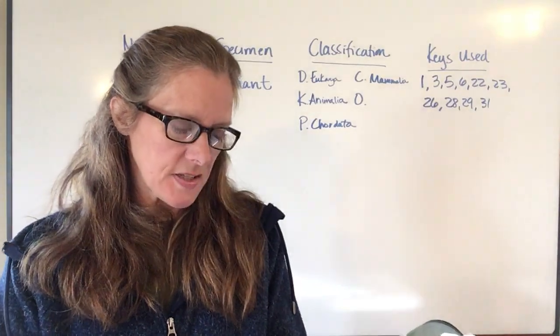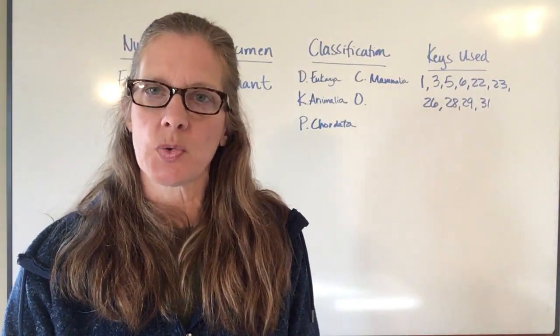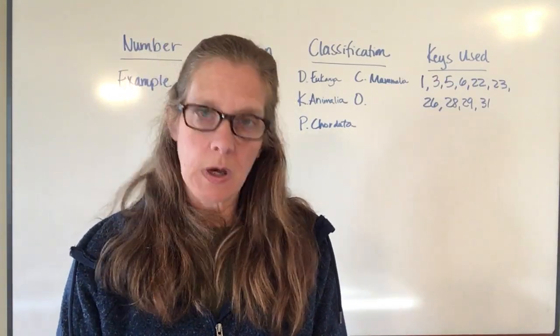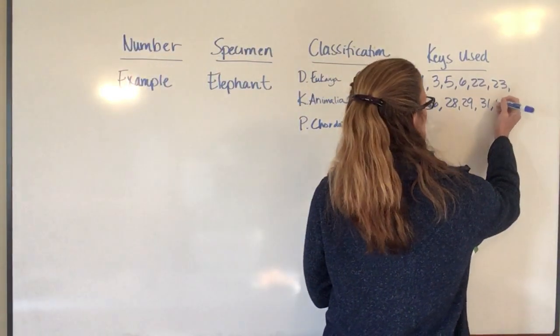Key 31 says, is it a carnivore or an herbivore? Well, you should know those words now. A carnivore is something that's going to eat meat. An herbivore is going to eat plants. An elephant is definitely an herbivore, so that's going to send us to key 33.